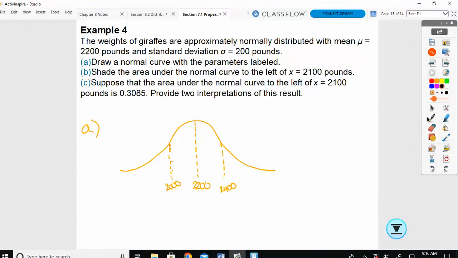Part B. I want you to shade the area under the normal curve to the left of 2,100 pounds. So 2,100 would be halfway in between those. And I'm asking you to shade everything less than that, everything to the left. Tomorrow we will be looking at some graphs with things shaded like this and finding those probabilities.